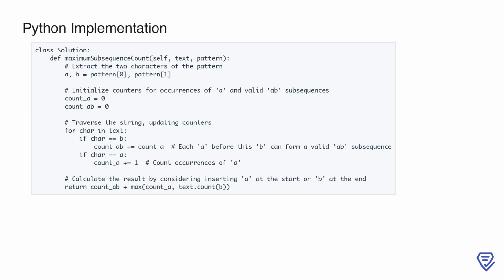The algorithm runs in O(n) time complexity, where n is the length of the string, as we make a single pass through text. It uses O(1) additional space, making it efficient for large inputs. The solution is designed to handle edge cases such as empty strings and patterns where both characters are the same.